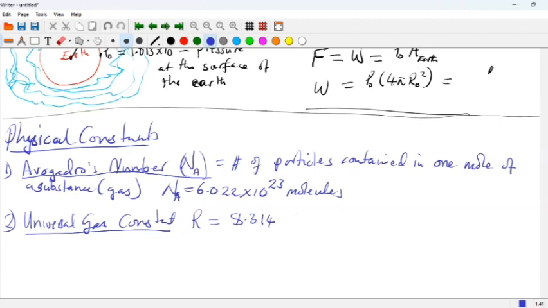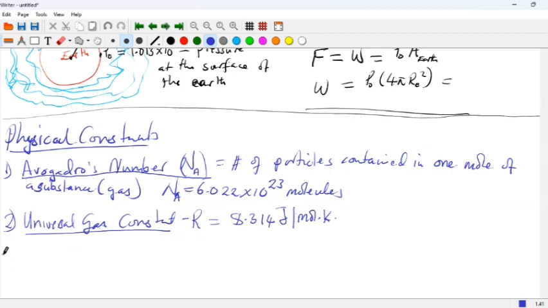The next important quantity is the universal gas constant. We are going to use the symbol capital R for this, and it has a value of 8.314 joules per mole Kelvin. So this is the universal gas constant. I will explain later on how this constant was discovered when we look at the gas laws.